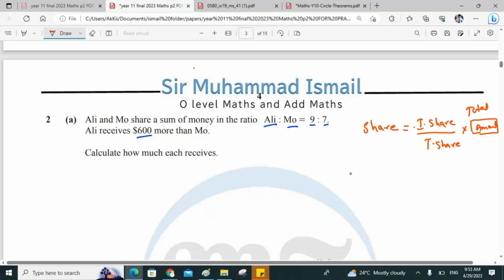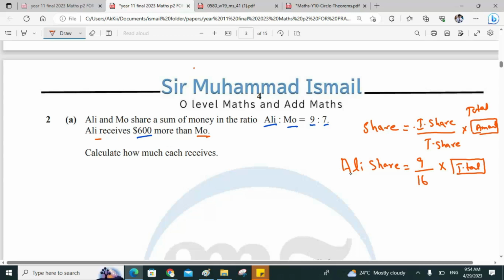Out of this, if I want to get the share of Ali, that will be how much? Ali's share is 9 divided by the total share, 9 plus 7 equals 16, multiplied by the total amount. How much is the total amount? Here it is not shown what the total amount is, but he is saying that Ali receives $600 more than Mo. So whatever the total amount is, when I multiply this share with the total amount, Ali's share will be known, right?